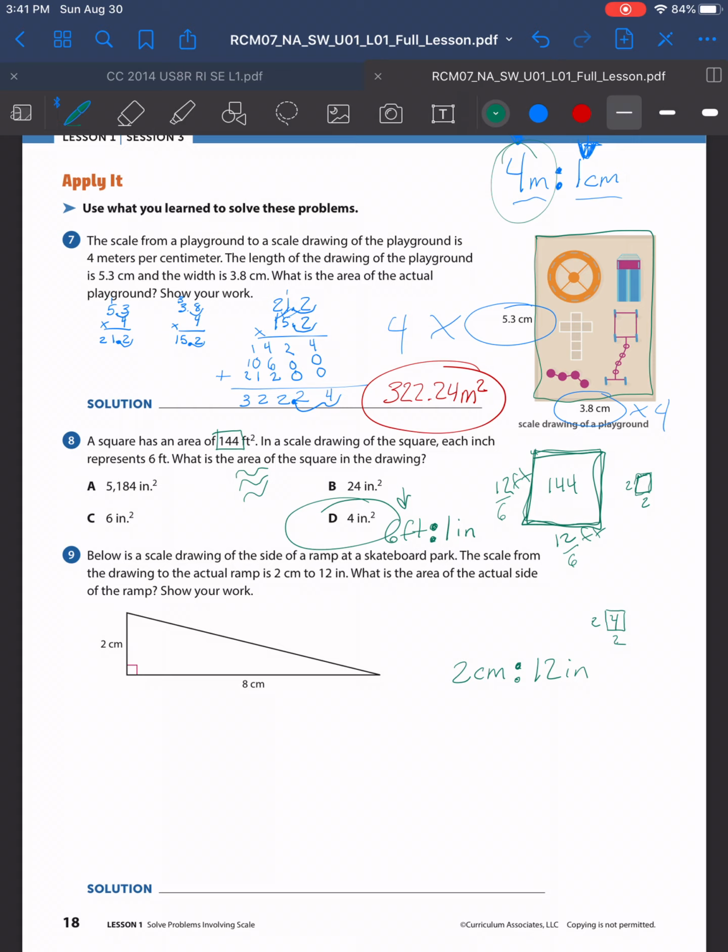What is the area of the actual side of the ramp? Show your work. Okay, let me go ahead and erase my thing up here because I want this whole space for myself. Okay, so we have a lot to talk about here.